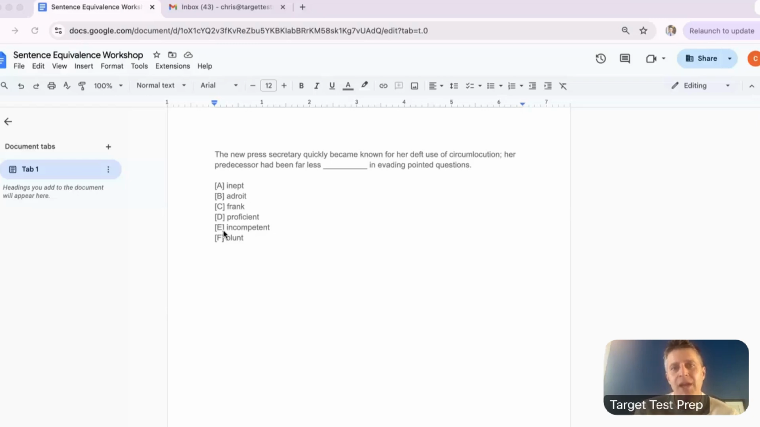Now, if your vocabulary is a little bit stronger, you've been working on these GRE vocabulary flashcards, you might have come across answer choice B, which is the word adroit. Adroit, proficient, answer choice D. So what you have in this specific sentence completion are 3 pairs of synonyms.